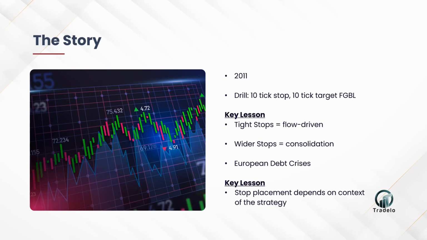So by definition, we can use tighter stops. When we have consolidating markets, low volatility markets, moving averages moving sideways, there we need wider stops. Why? Because the market needs to search for willing buyers and sellers of liquidity. So tight stops we use in flow-driven momentum strategies. Wider stops we use in consolidating, sideways moving markets.